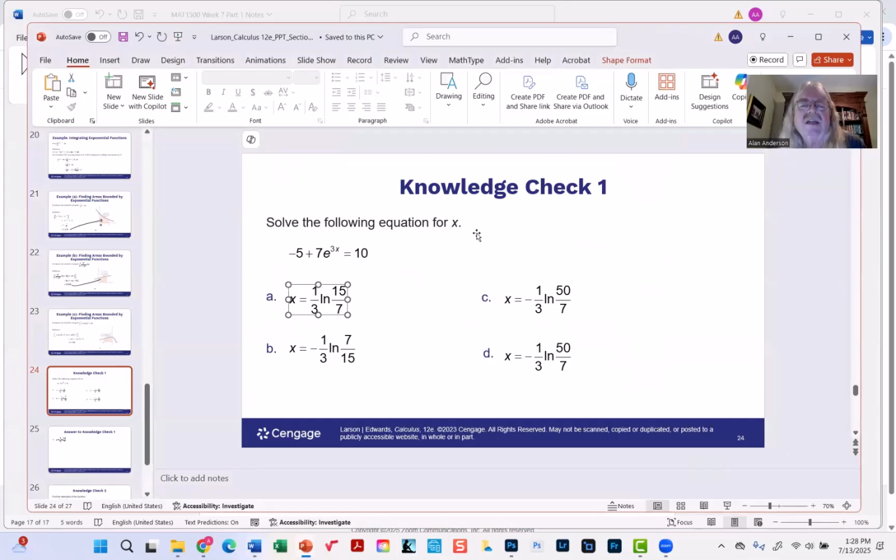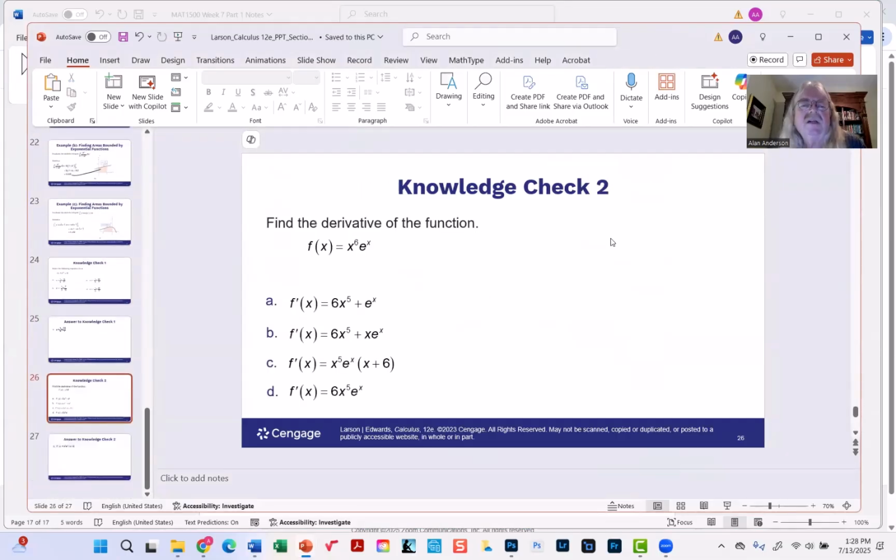And well, what do you know? It's a. All right, what else? Oh, derivative. Now, of course, this one involves a product rule.